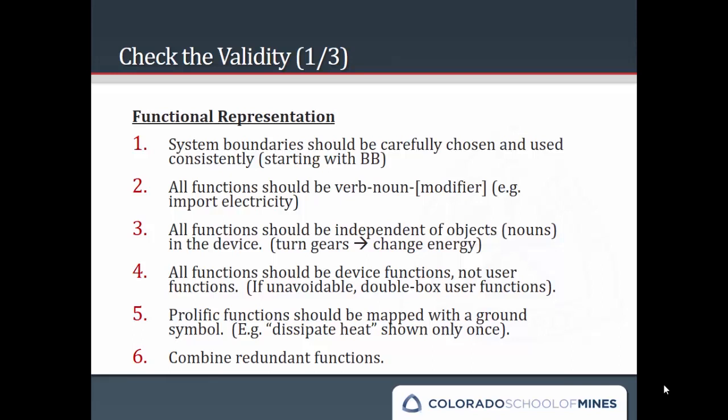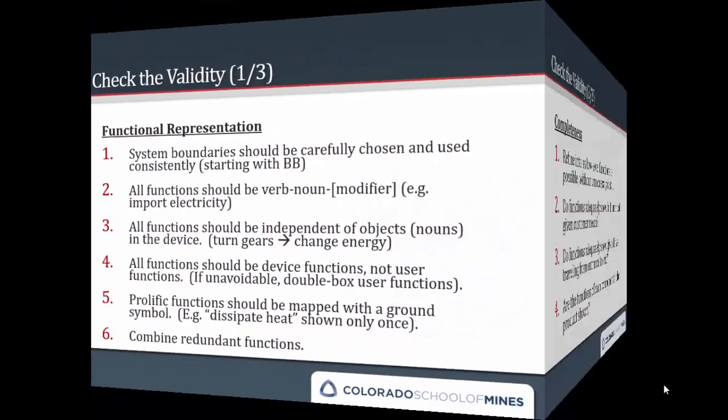And then we should be able to potentially map prolific functions to a ground symbol. So in that particular case, something will only be shown once. And then we also want to make sure that we combine redundant functions. We don't want to have the same function in three different places. If we're performing the same function in three different areas, we would just want to have one function and have three inputs and three outputs.